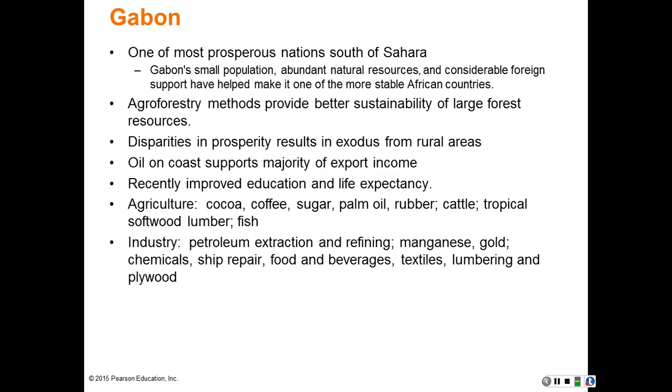Oil on the coast supports a majority of export income. There have been recent improvements in education as well as life expectancy and health of the population. Agriculture includes cocoa, coffee, sugar, palm oil, rubber, cattle, tropical softwood lumber, and fishing. Industries include petroleum extraction and refining, manganese, gold, chemical processing, ship repair, food and beverages, textiles, lumbering, and plywood.